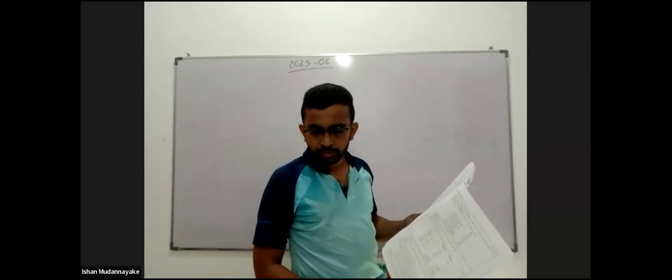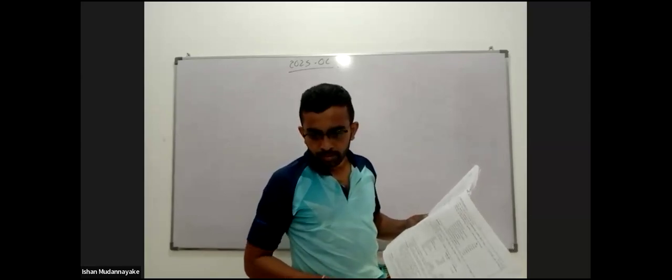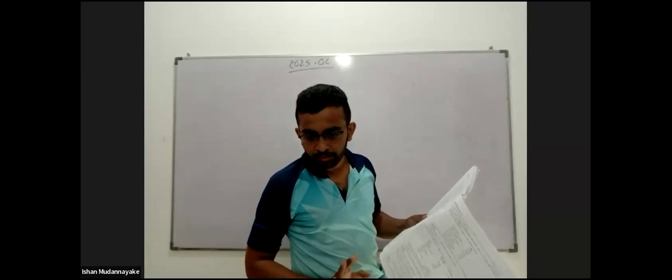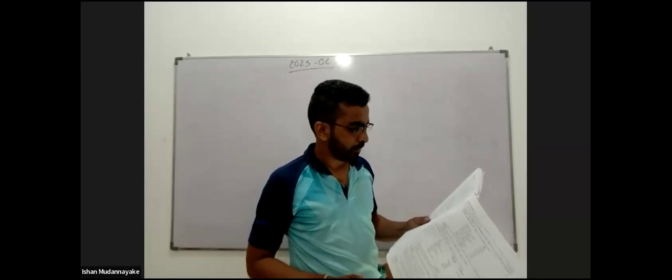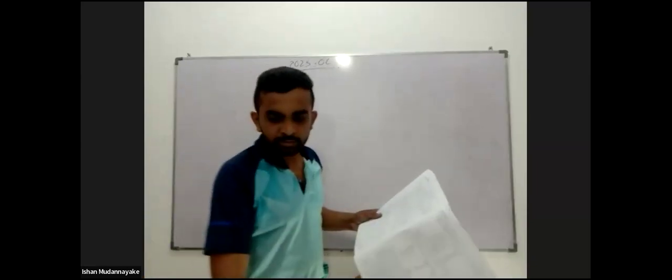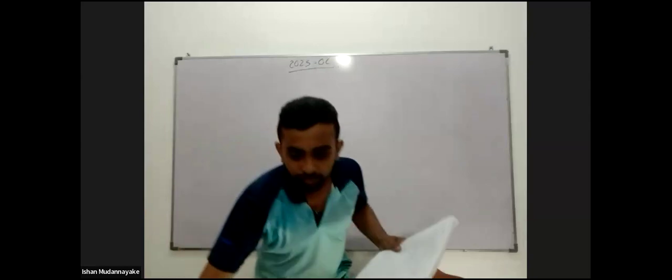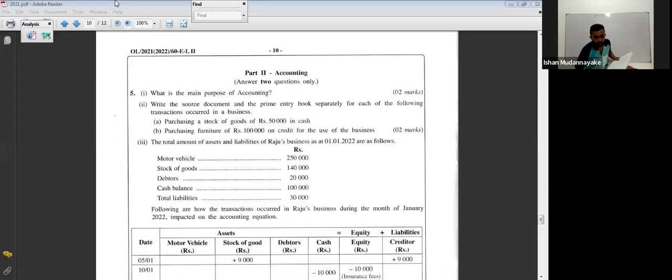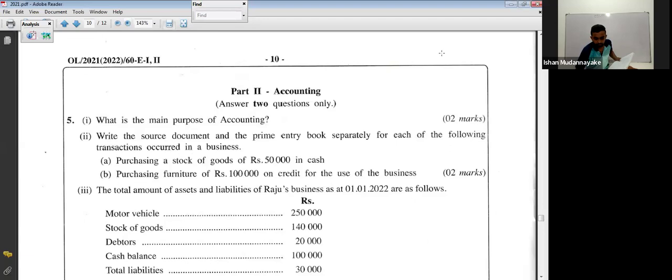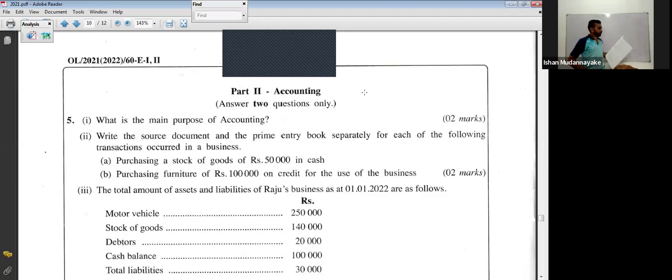Accounting questions. Then what about Shania? Done. Yes, sir. Dishatna done. Then quickly we discuss, quickly we complete the 21 paper. Accounting question. Question number 5.